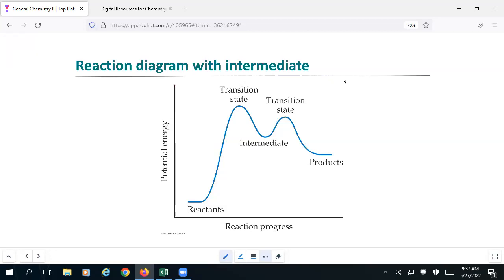We can monitor such reactions using something called a reaction coordinate diagram. What a reaction coordinate diagram does is it shows us energy on the vertical axis and the progress of the reaction on the other.